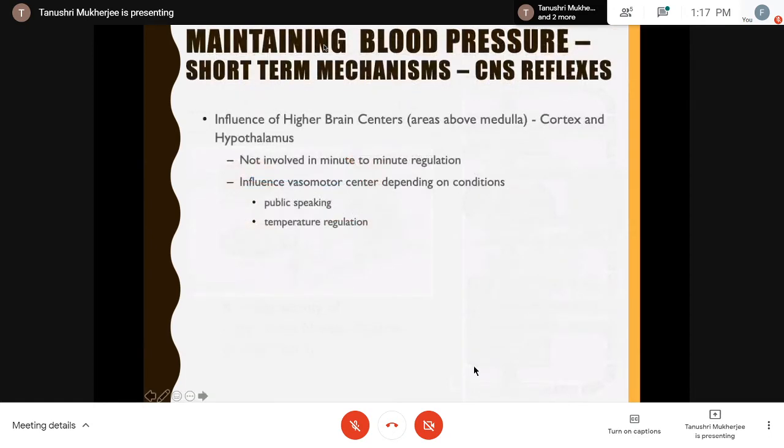Then the influence of higher brain centers, not involved in minute-to-minute regulation, but it influences the vasomotor center depending upon the conditions like temperature regulation or stress.